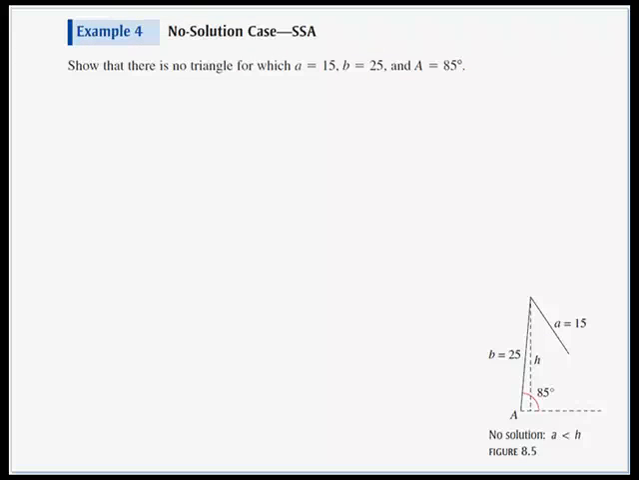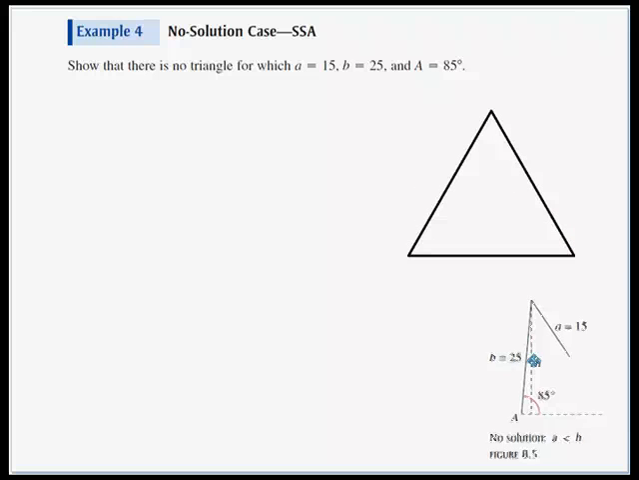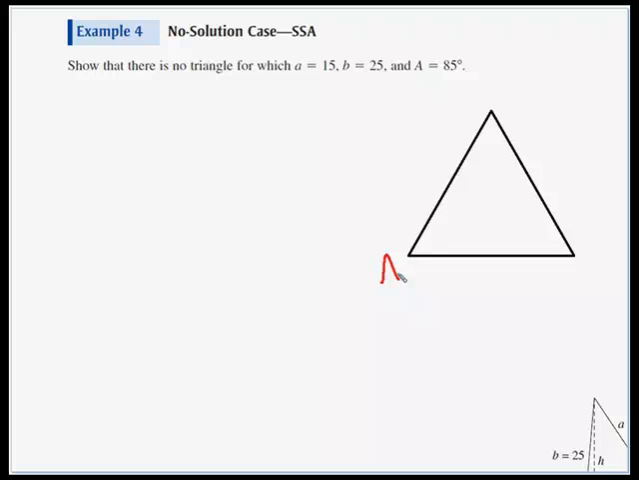In example 4, again, they spoiled the surprise. They're telling us it's no solution to the SSA case. So I'm going to set myself up a nice little triangle here, and I label ABC. Side A across from angle A is 15. Side B across from angle B is 25. Angle A is 85 degrees.